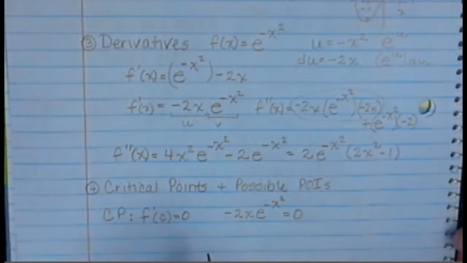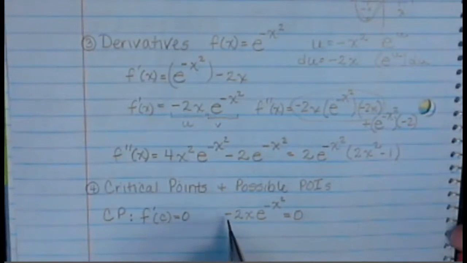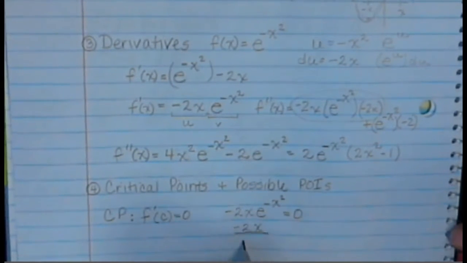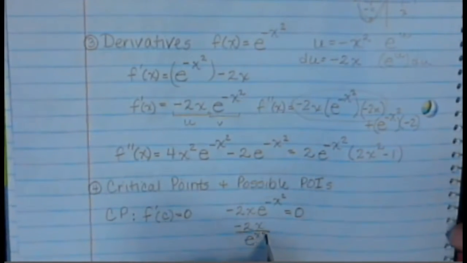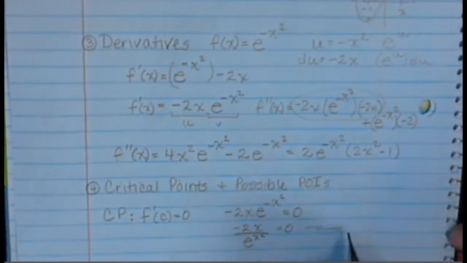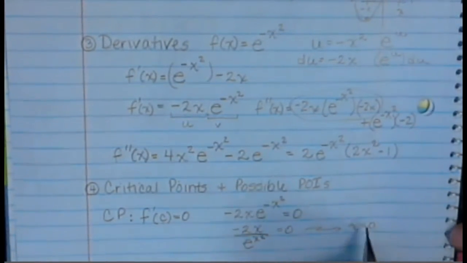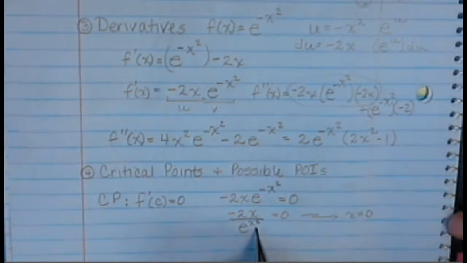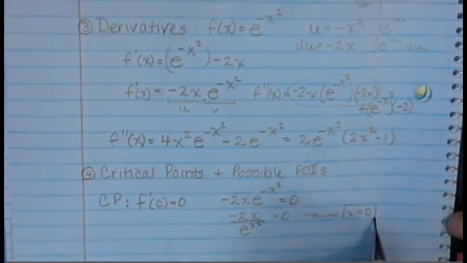So remember we said that one of the things that might help is if we went on ahead and put them in numerator and denominator format. So negative 2x, at the bottom I have e to the x squared. At the top, that happens when x is equal to 0. At the bottom, because this is an exponential, it'll never equal 0, so it'll never be undefined. So this is the only critical point we have.